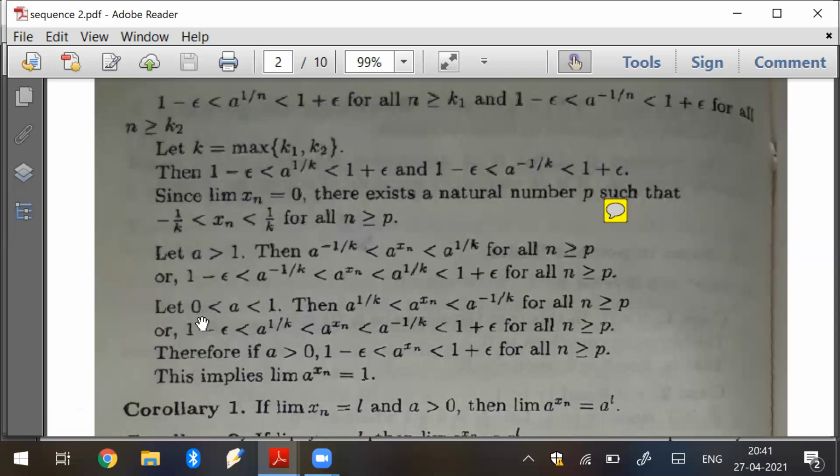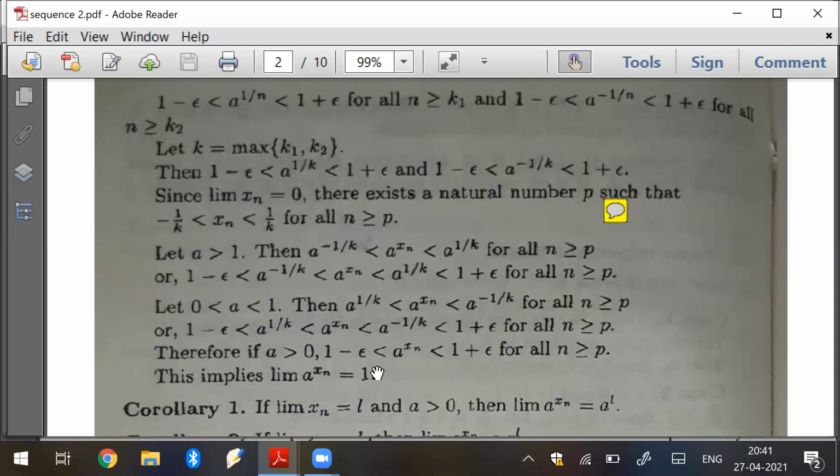That means you just take now 1 minus epsilon less than a to the power xn less than 1 plus epsilon. This is actually giving you the definition of the limit of a to the power xn as 1, because they have simply sorted these three things out: 1 minus epsilon less than a to the power xn less than 1 plus epsilon. That means this gives you the modulus of a to the power xn minus 1 less than epsilon whenever n is greater than or equal to p. This claims that the sequence a to the power xn has the limit 1. So this proof is done.